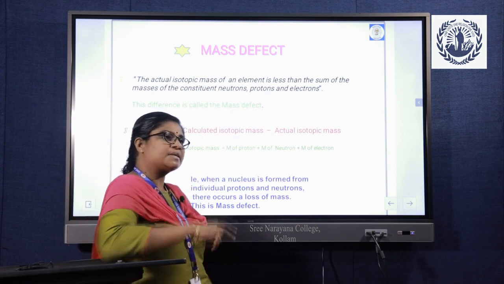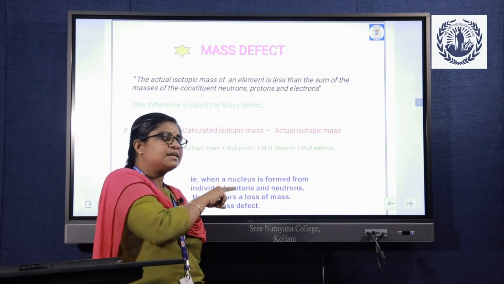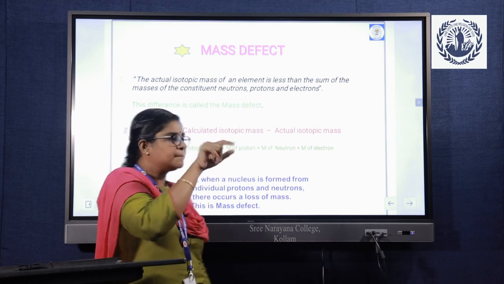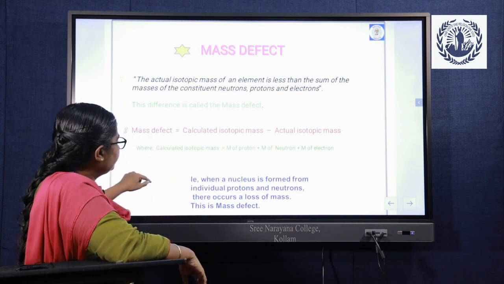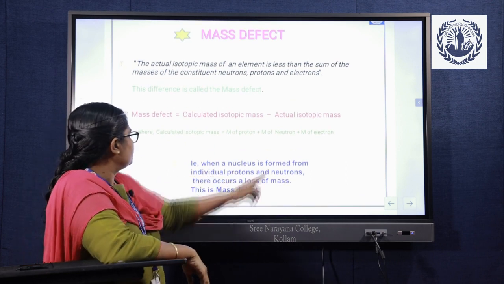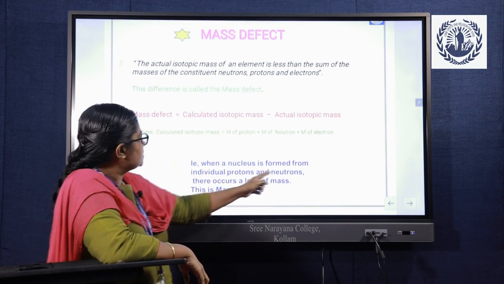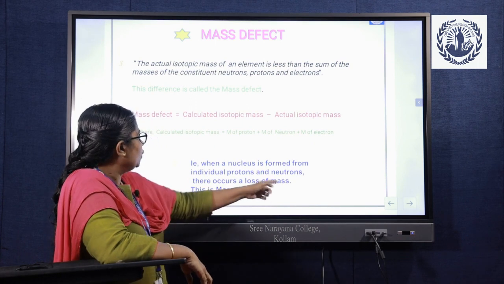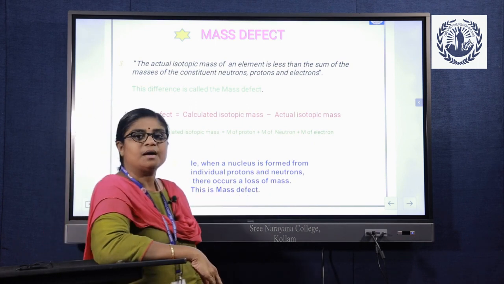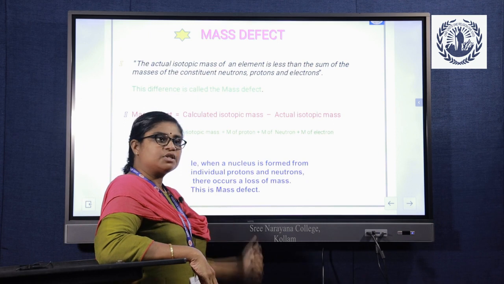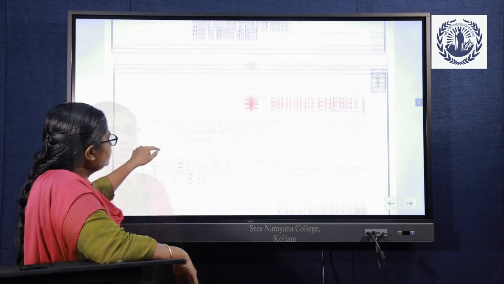This is usually represented as delta M, where delta means a triangle symbol. Mass defect, delta M. That is, when a nucleus is formed from individual protons and neutrons, there occurs a loss of mass, and this is called the mass defect. This is the definition of mass defect.